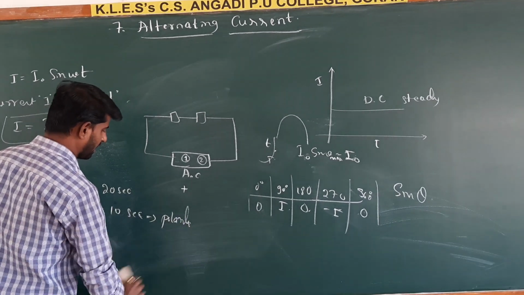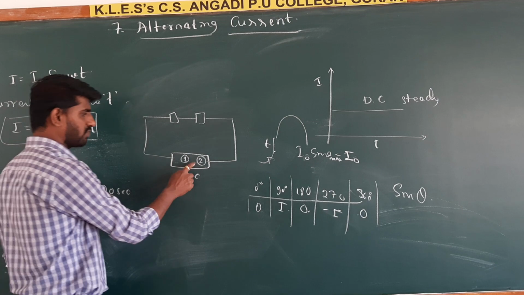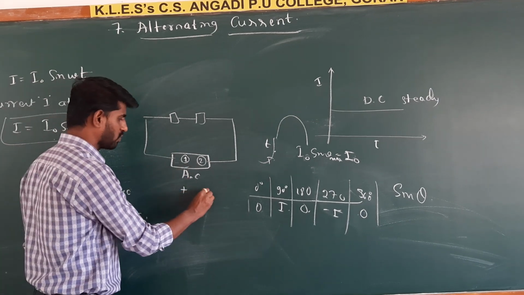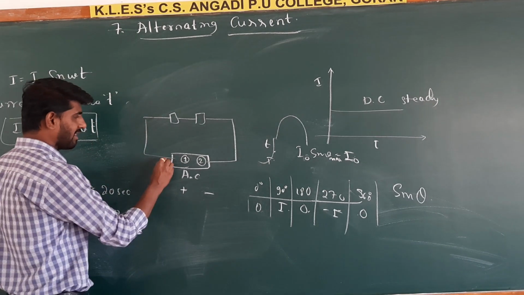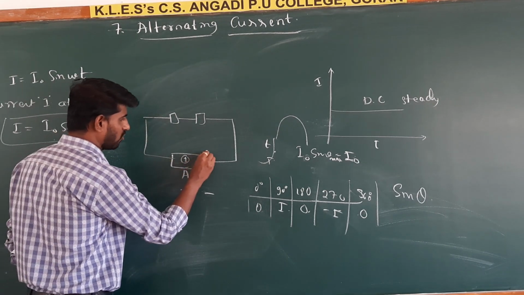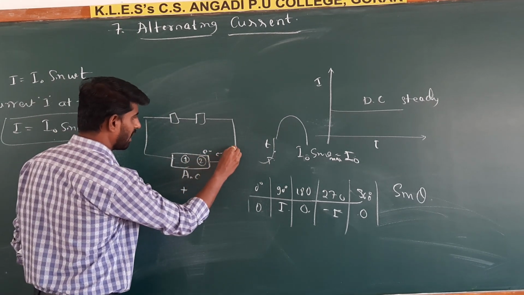It changes the polarity. Okay, so as I switch on the AC source, this is positive, this is negative for 10 seconds. For 10 seconds, at that time the electrons start to move like this.